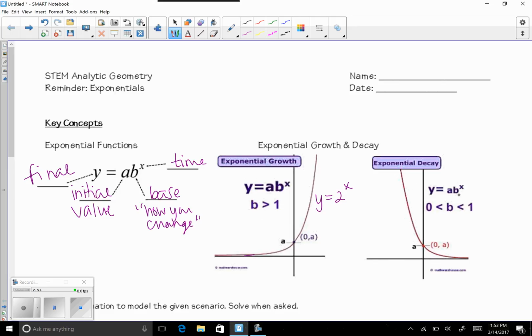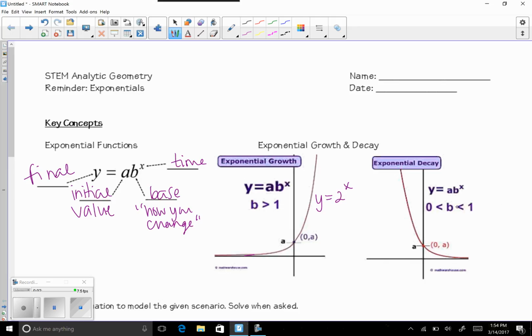And then decay: if your base is between 0 and 1, notice it's not just less than 1, it's between 0 and 1, it's going to be decay. It would start bigger and get smaller. So that might be like multiplying by a half, like teams being eliminated. If you had 64 teams and 1/2 are eliminated, you would multiply by 1/2 every time.